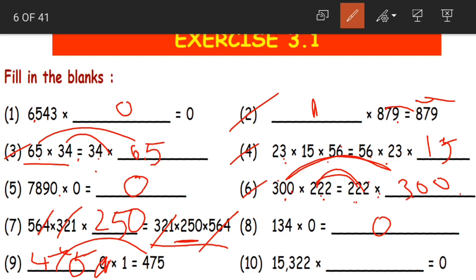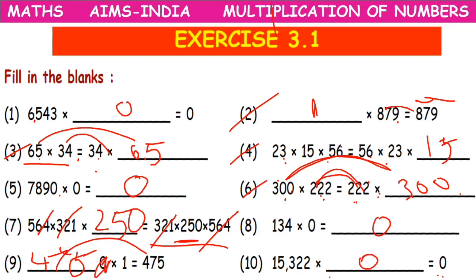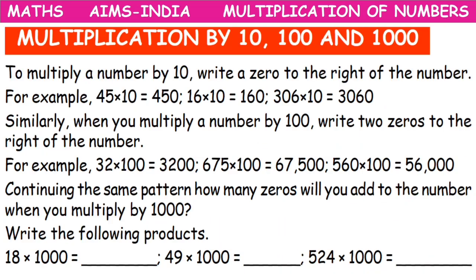Next, the last question. 15,322 into dash is equal to 0. How can we get 0? When we multiply the number with 0. Yes, so into 0 becomes our correct answer.